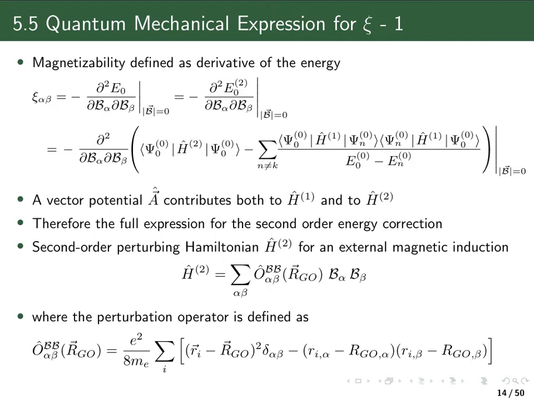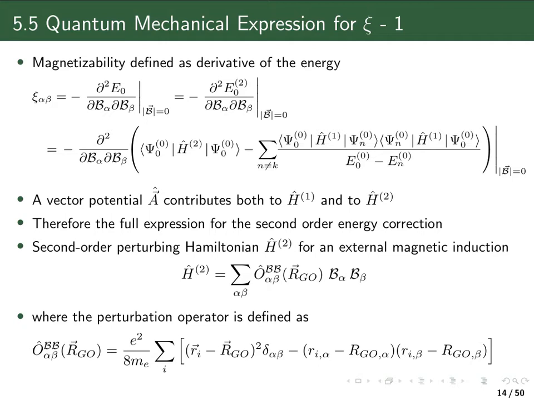In the previous lecture, we had defined the magnetizability, or components of the magnetizability tensor, as second derivatives of the energy in the presence of an external magnetic field, with derivatives with respect to two components of the external magnetic field, and then evaluated at zero magnetic field strength.